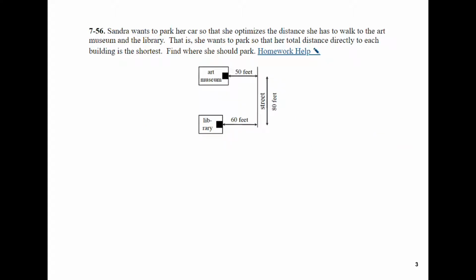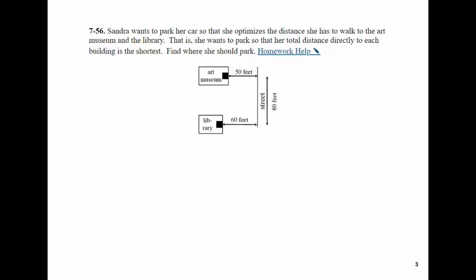7-56. Sandra wants to park her car so she optimizes the distance she has to walk to the art museum and the library. That is, she wants to park so that her total distance directly to each building is the shortest. So if we think back to the previous lesson we did, in order to be the shortest distance, a straight line always creates the shortest distance.